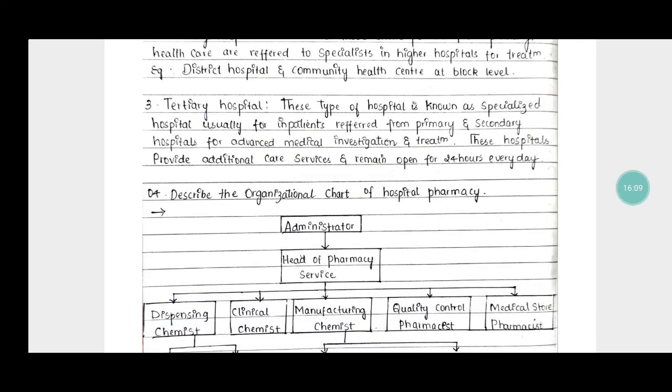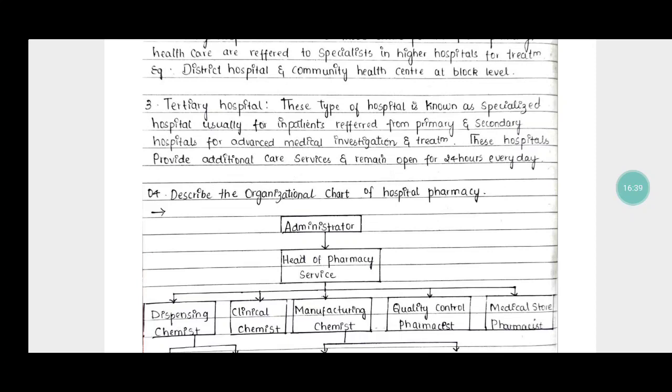So the tertiary hospital, this type of hospital is known as a highly specialized hospital, usually for inpatients, to which patients are referred from primary and secondary hospitals for advanced medical investigation and treatment of the patient. As well, these hospitals provide additional care services and remain open for 24 hours every day.